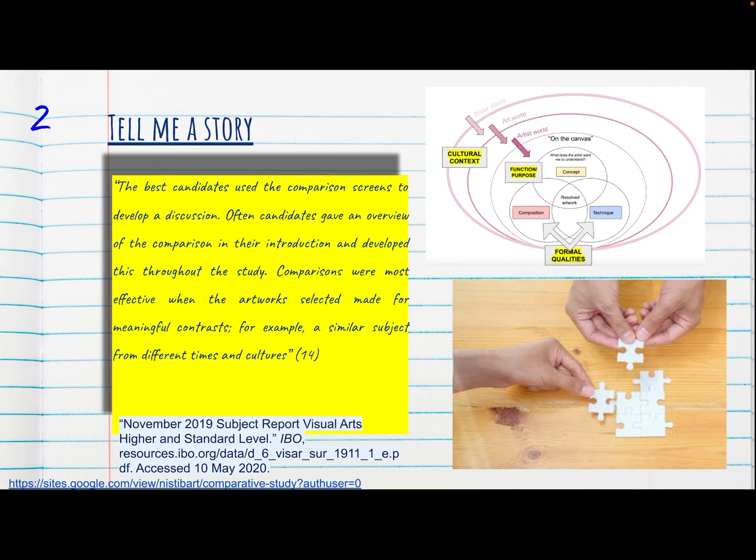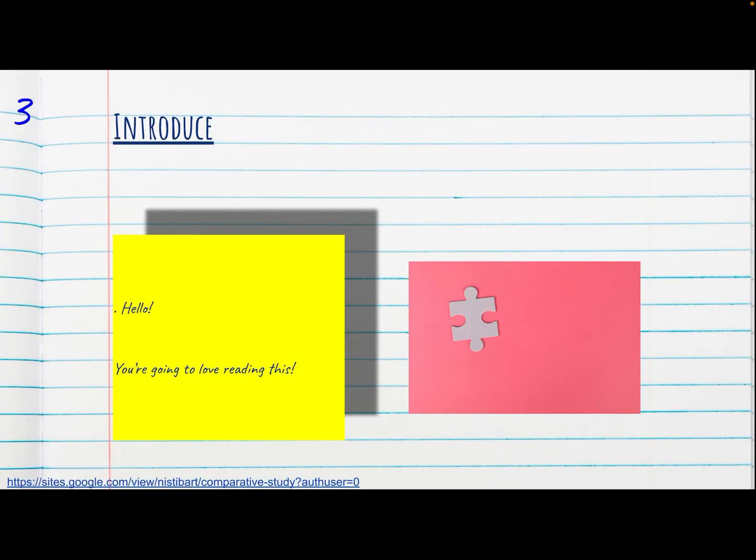Tell me the story and decide what order to put them in. Even though formal qualities is A, function and purpose is B, and cultural context is C, I think it makes more sense to look at the cultural context before the function and purpose, because one is informed by the other. But you need to tell me your story. Which order do you want to put them in?